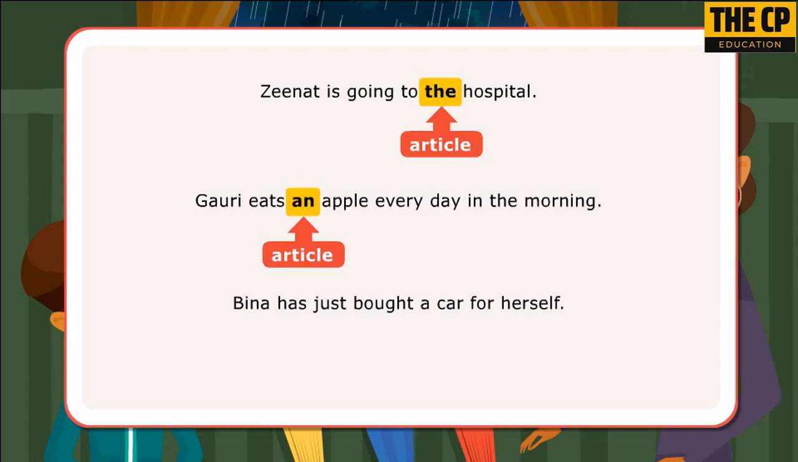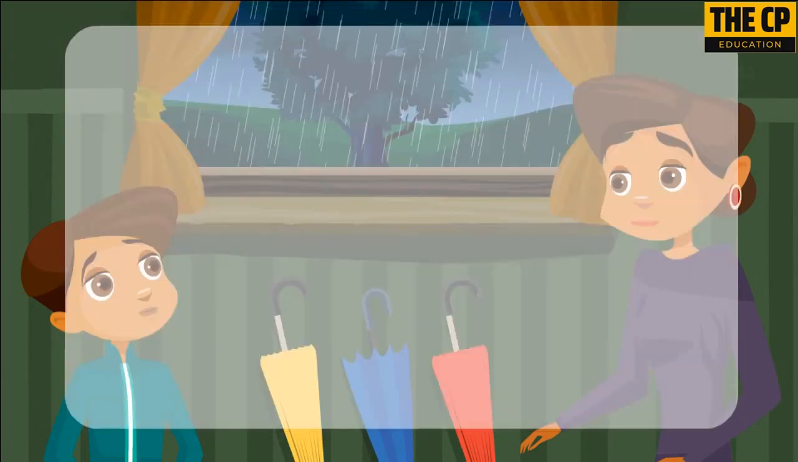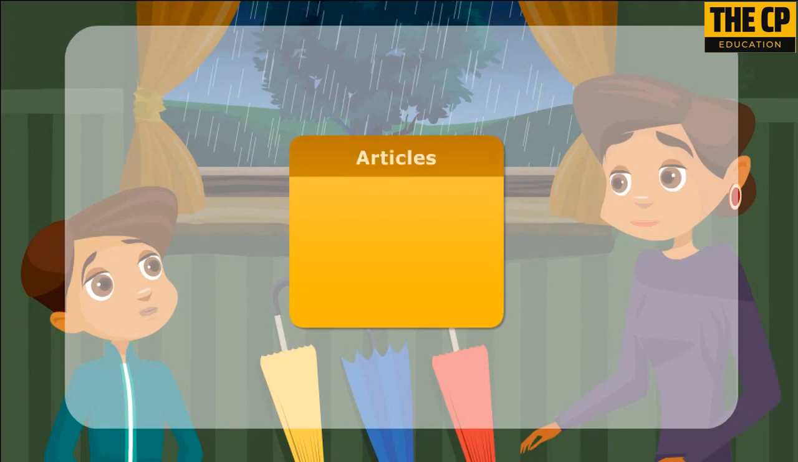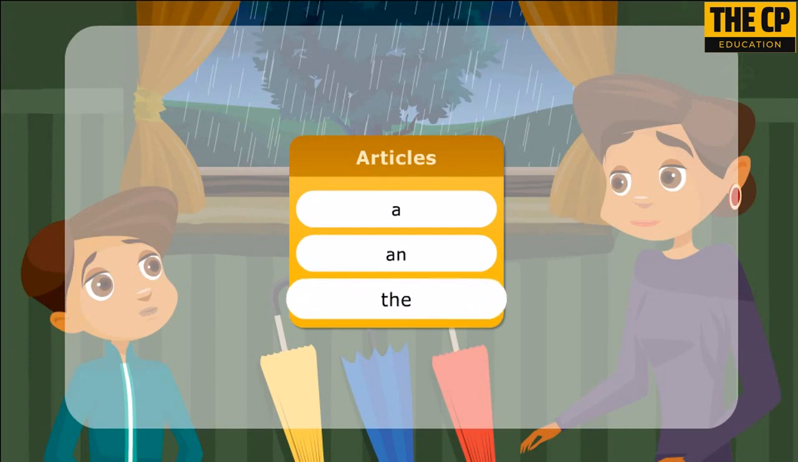In the third sentence, a is an article and refers to a single car which is not specific. There are only three articles in English: a, an, the.